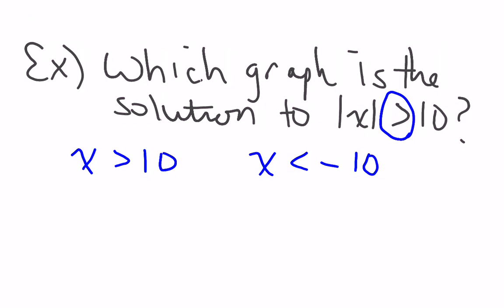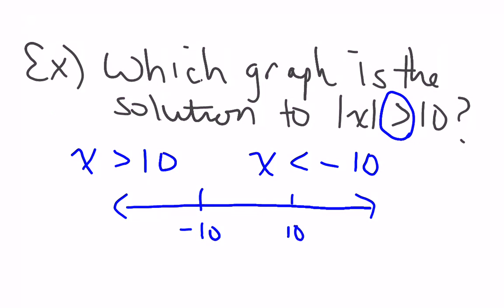So how do I graph this? Well, we're going to put it on a number line. And here is negative 10, and here is positive 10. When we have an inequality and it's not equal to, we have an open circle. So both of them are going to have an open circle. And now let's take a look at the rest.